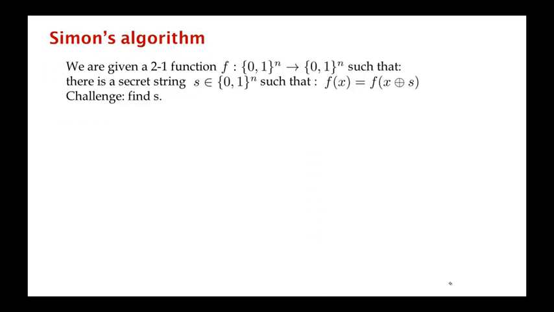We are given a function from n bits to n bits, and we have a promise that it's a 2-to-1 function, and it's 2-to-1 in this very special way. There's a secret string s, which is an n-bit string, such that f of x equals f of x plus s, where plus in this funny symbol means bitwise sum mod 2.